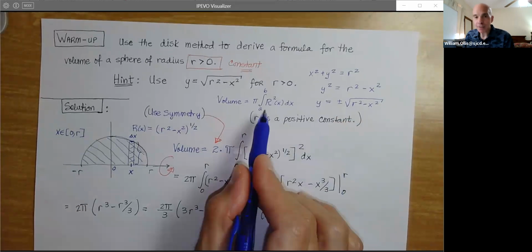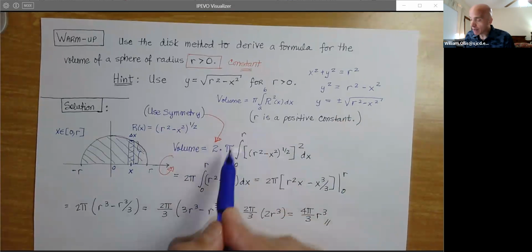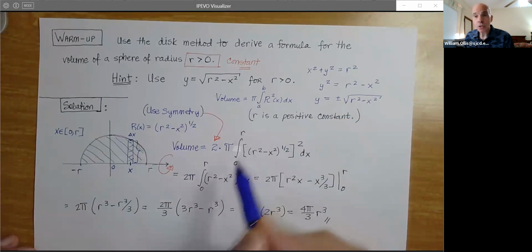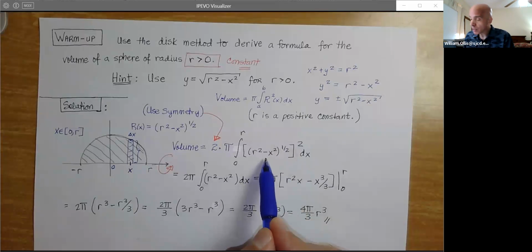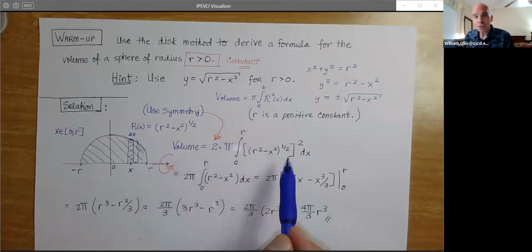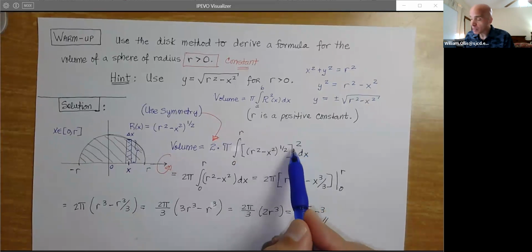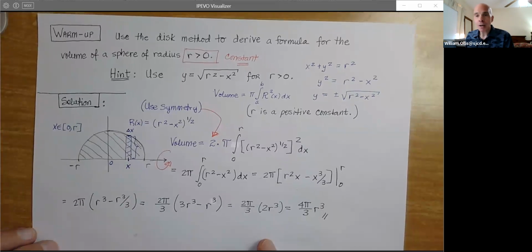So if we apply this, remember, we have the symmetry factor of 2, then we have the pi, and then the limits of integration would just be from 0 to r. Now, of course, you can see why this method is really nice here, because the radius function is the square root of r squared minus x squared. And then, of course, using the area of the circle, we square this. And so upon squaring the radical, we are relieved of the radical. So we actually make this problem much simpler.